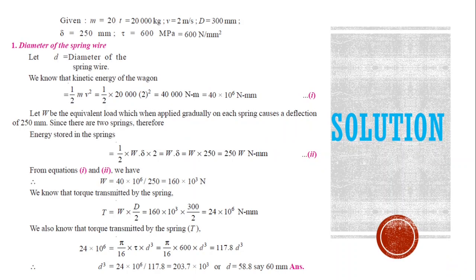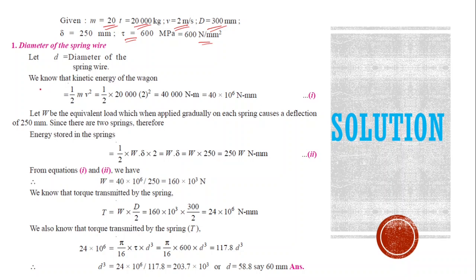Okay, then coming to the solution, given m is equal to 20 ton, that's equal to 20 into 10 raised to 3 kg, and v is equal to 2 meter per second, and capital D is equal to 300 mm given. Delta is equal to 250 mm given, that is maximum deflection. Then allowable shear stress is tau, that's equal to 600 megapascal, that's equal to 600 Newton per mm square. Then first, the calculation of the diameter of the spring wire. Small letter d is equal to diameter of the spring wire.